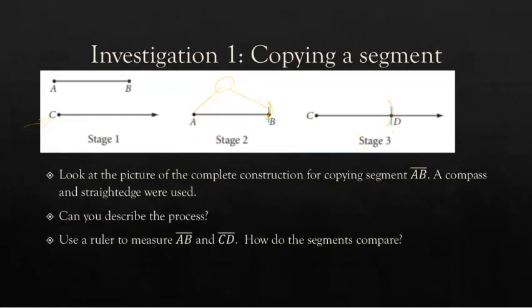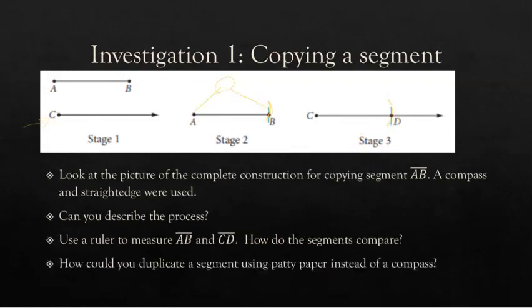On your notes page, you have these pictures. Use a ruler to measure AB and CD. Are they the same length? After you conclude that, could you duplicate this segment using just patty paper instead of using a compass? Remember, patty paper is tracing paper. So I think you have a pretty good idea of how you could copy a segment just using tracing paper.